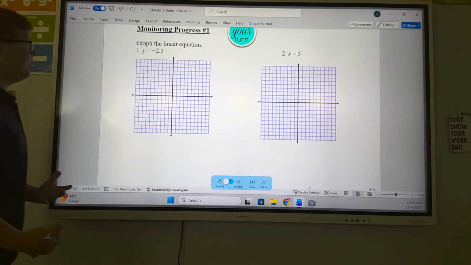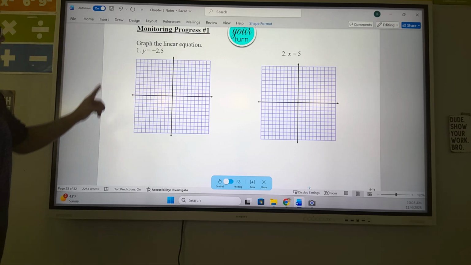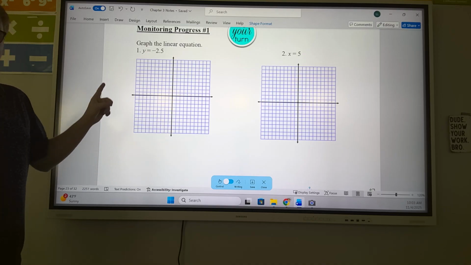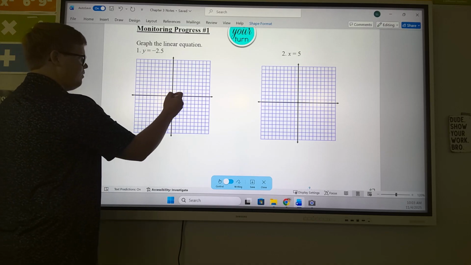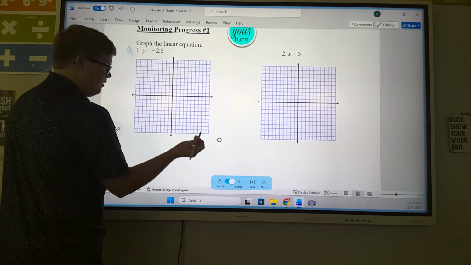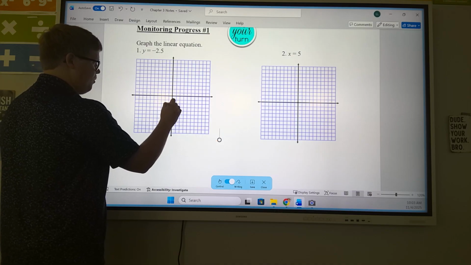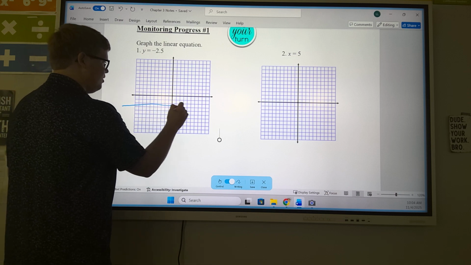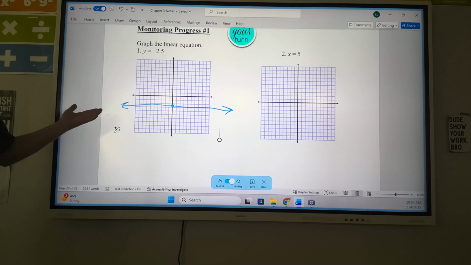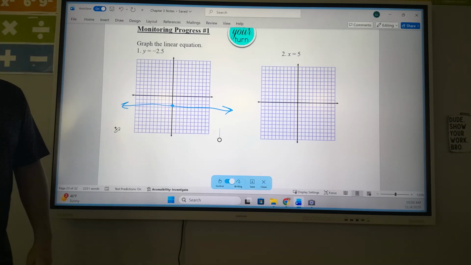Okay, hopefully you've already done that. We look at y equals -2.5. That tells us our y-intercept, where it's crossing the y-axis, is at -2.5. So we go down 1, 2.5, kind of go in between 2 and 3 on the y-axis. Make our point, and it has to be a straight horizontal line because it's just crossing the y-axis one time. And I know it's not very straight, but you guys get the point.